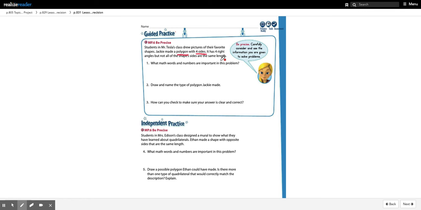It has 4 right angles, but not all of the shape sides are the same length. 4 right angles, good. Not all the shape sides are the same length, very good. So it's important to know what information we have to help us figure out what we need to do. Number 1, what math words and numbers are important in this problem? We annotated, so that might be even easier to figure out what is important.